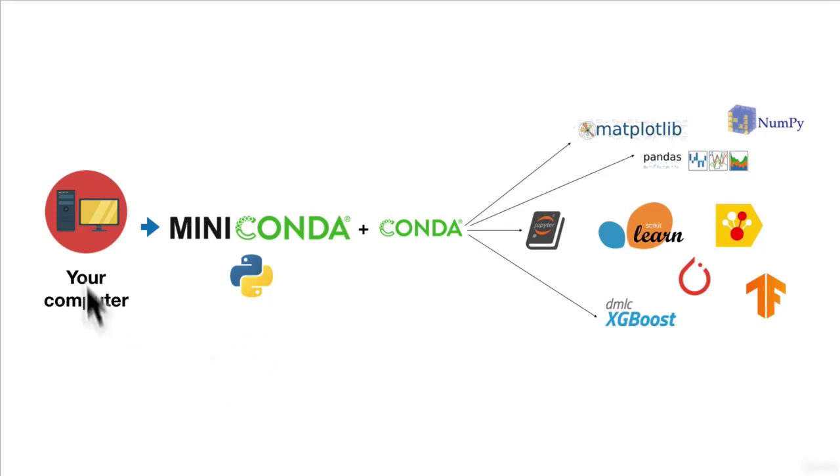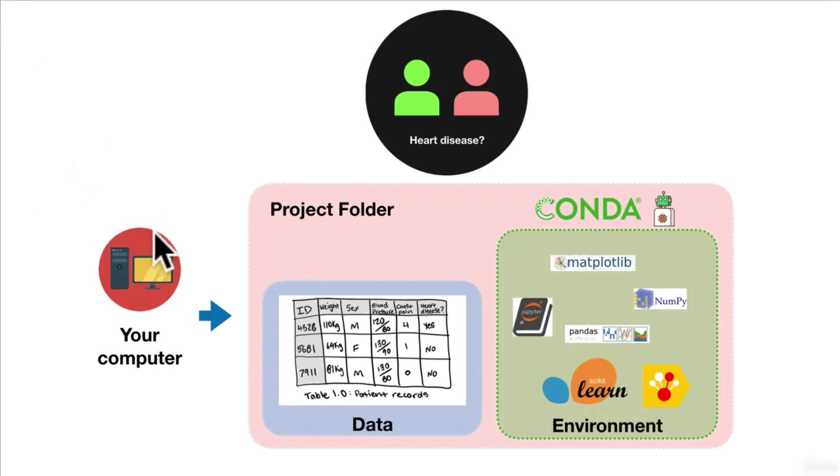Now, first of all, we have your computer. What we're going to do is download Condor, and then use Condor to create an environment which contains some of these tools. So this is what we'll do. We'll download Condor, create a project folder, and then we'll create an example environment like this. Because there's tools in here for data science and machine learning, we can use this environment for our future projects.